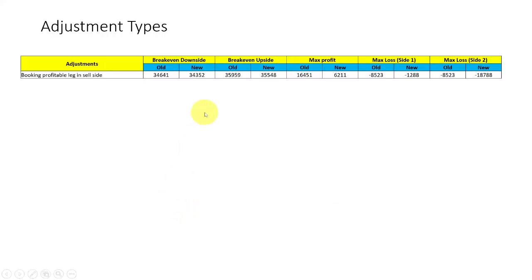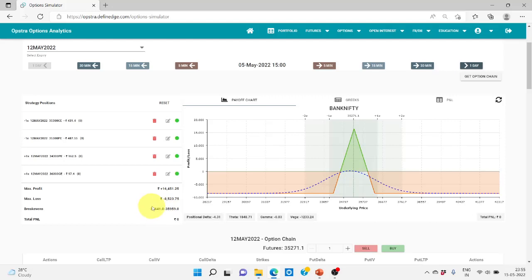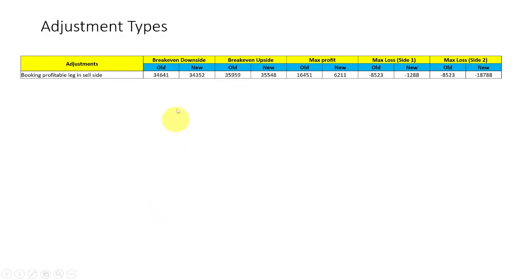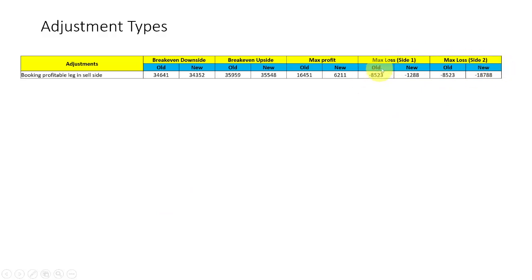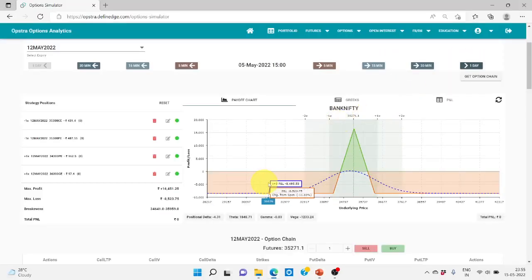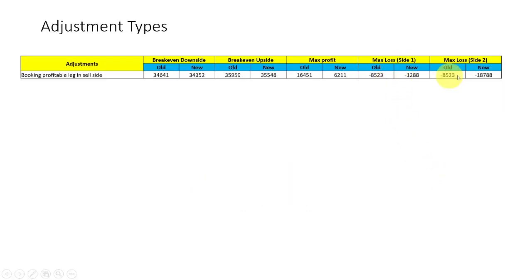In this I have given the old break even on the downside and upside, and max profit. You can see old is before doing any adjustment, and new will be after adjustment. For now you can just focus on the old one. So the break even is 34,641 to 35,959, max profit will be 16,451, and max loss is 8523. Here I have given max loss on both the sides. So when you start it, both sides are going to be equal in the loss. So it is same here.